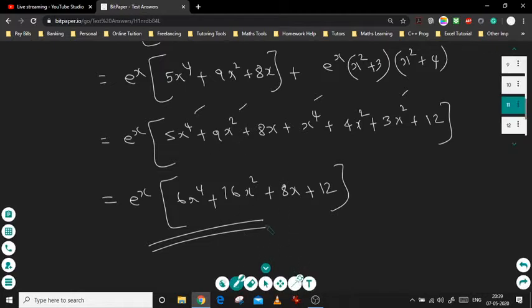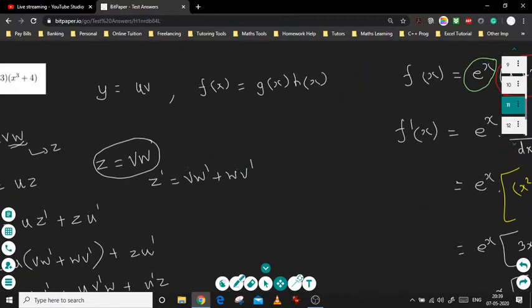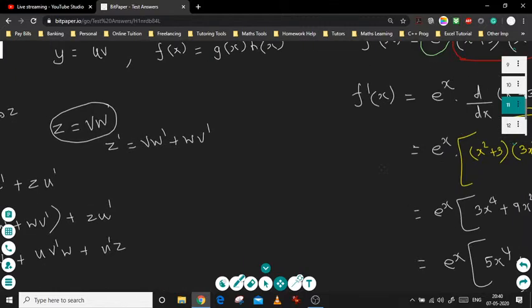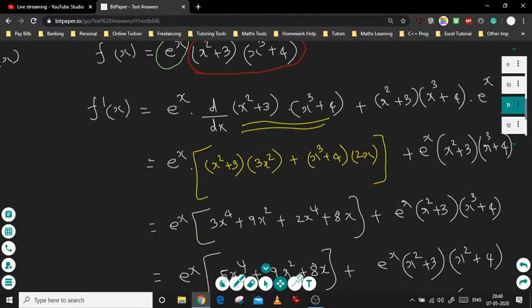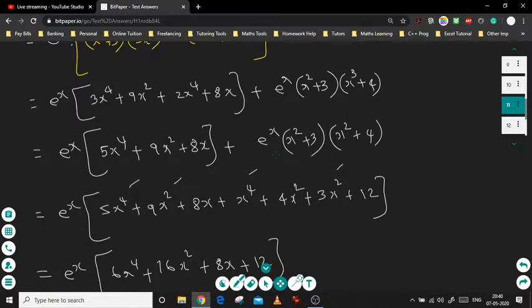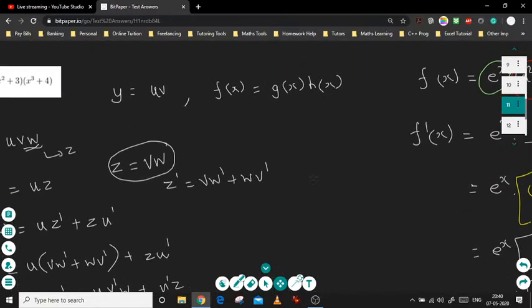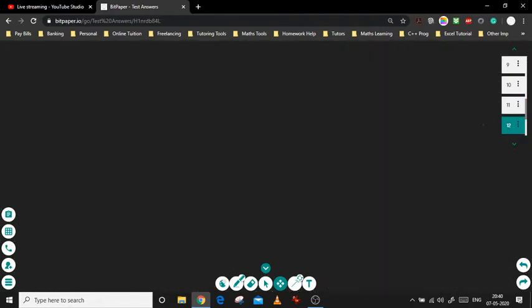So you should understand that even if it is a product of three functions, we simply have to treat it as a product of two functions and start differentiating. Okay, it may look like you are doing some extra step, but nevertheless it's just an extension of the product rule. Alright, let's move to the next one.